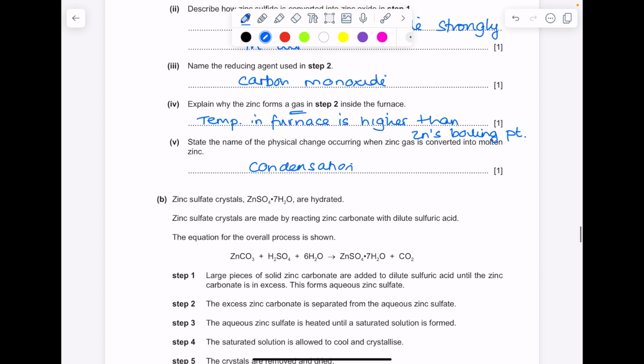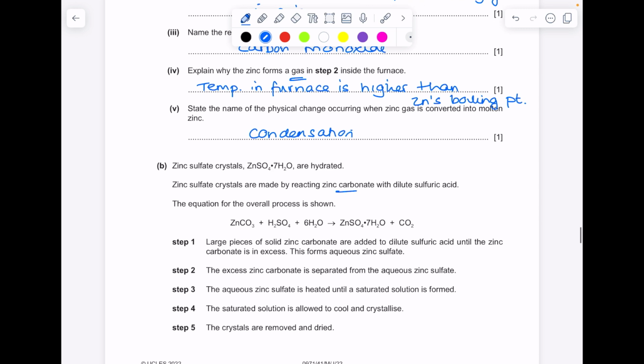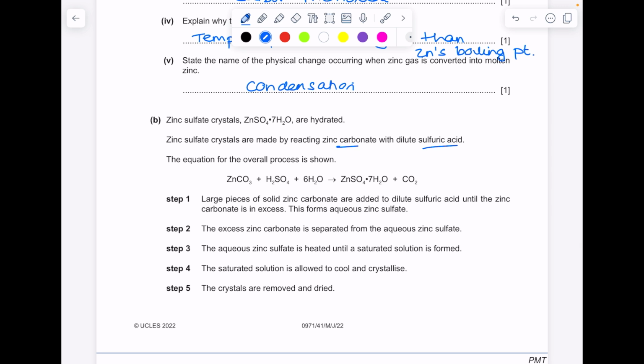Zinc sulfate crystals are hydrated. Zinc sulfate crystals are made by reacting zinc carbonate with dilute sulfuric acid. Here's the equation. Large pieces of solid zinc carbonate are added to dilute sulphuric acid until the zinc carbonate is in excess. This forms aqueous zinc sulfate.